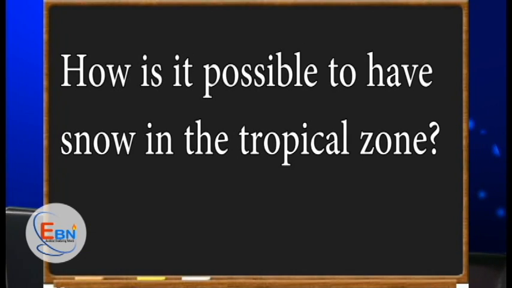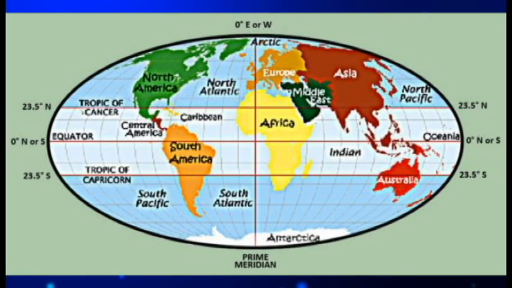Next question from St. Elizabeth. How is it possible to have snow in the tropical zone? Even though the tropics refers to places on or close to the equator that are usually hot or warm all year round, it is possible for some places to experience snow. This is because those places are very high above sea level. Our Blue Mountain Peak is very cold, but if it were much higher, we would have had snow as well.